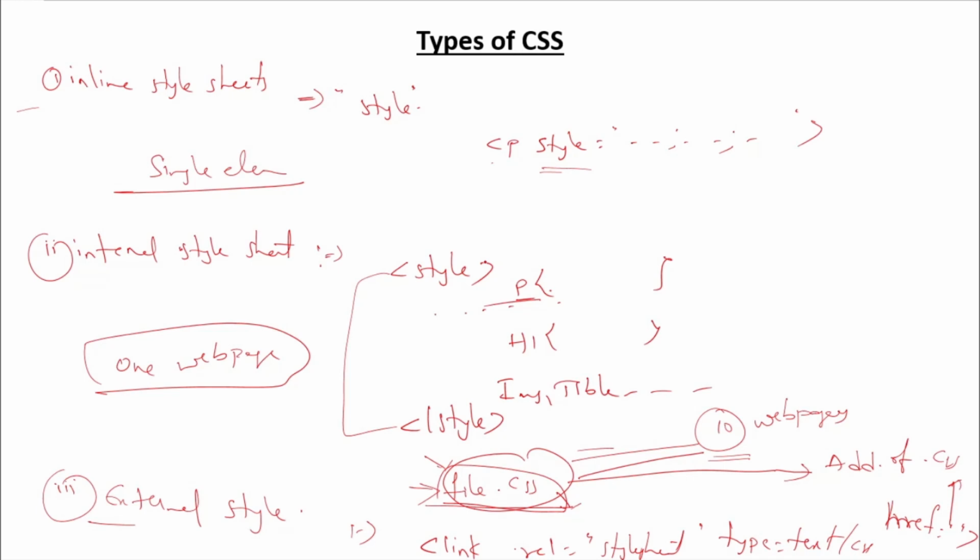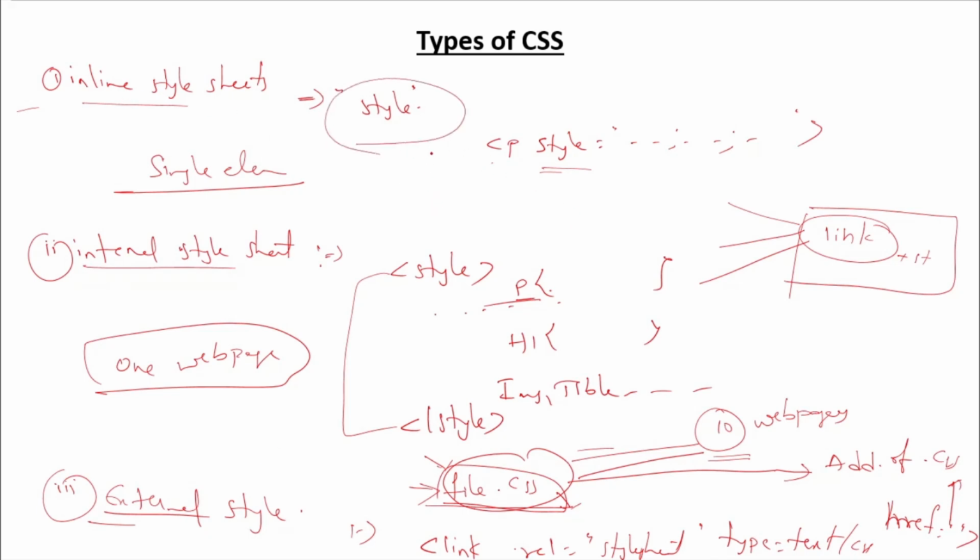Suppose we are adding one web page, and we are attaching these three: the link tag, the style tag and the style attribute. Which one has high priority? There is inline, internal and external. You observe that inline is the high priority.